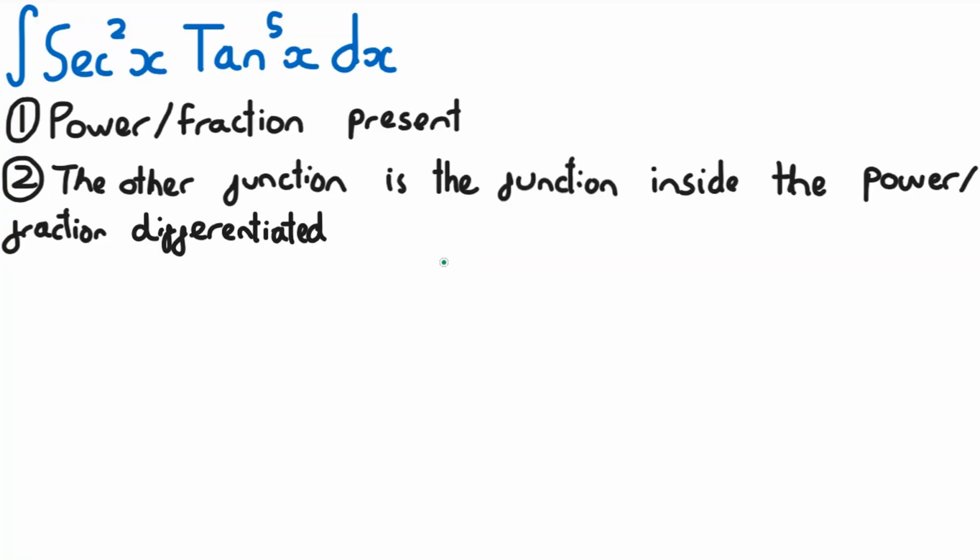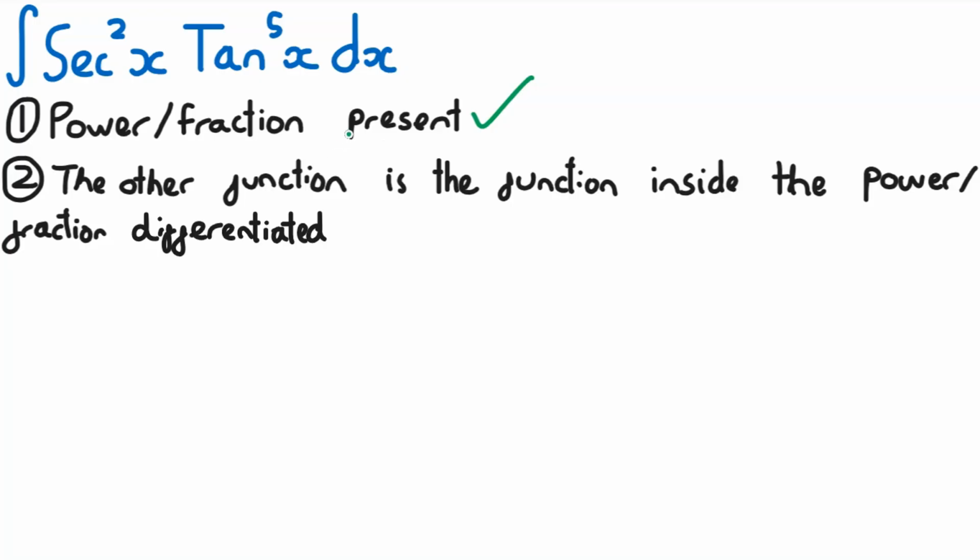Okay, so here's another example where we need to integrate sec to the power of 2x and then tan to the power of 5x. So let's consider the two clues to see if we need to use the reverse chain rule. The first clue is if there's a power or a fraction present. This one's a bit weird because we actually have two powers present. We have this power of 5 here, but we also have this power of 2 here. Let's focus on this power of 5 here, and it will be clear in a moment why we also have this power of 2 here. But let's focus on this power of 5, and therefore we have this first condition satisfied.